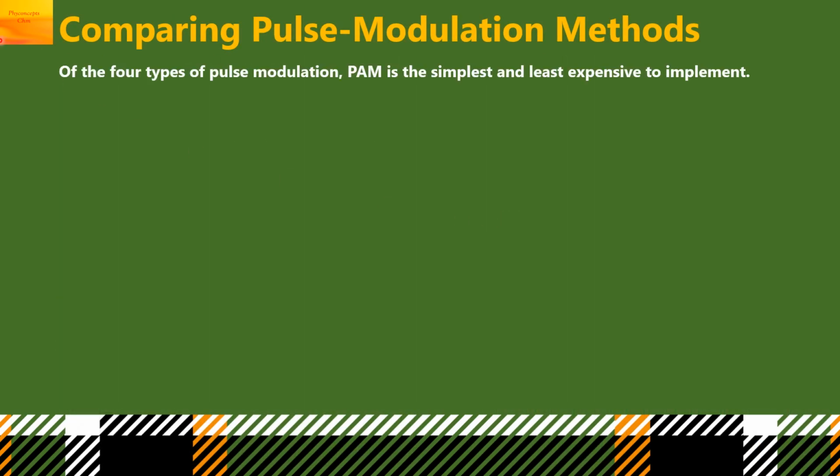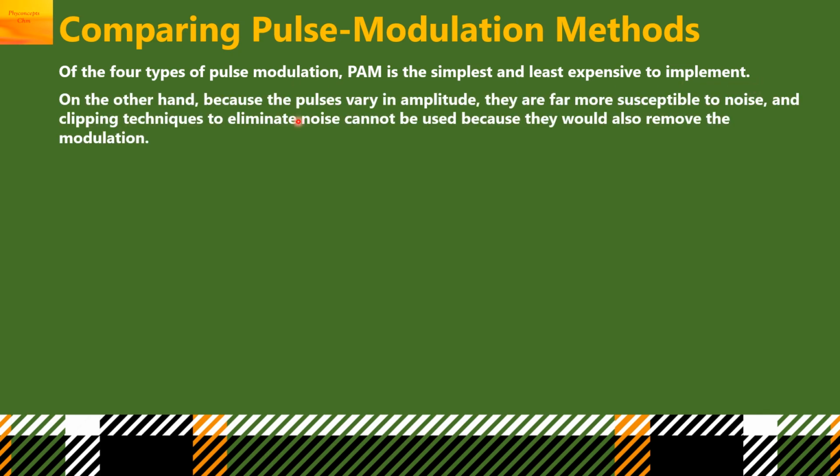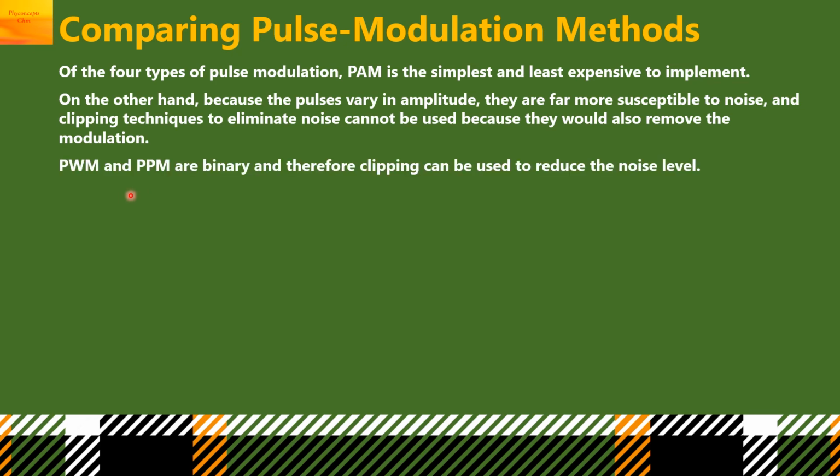When you compare the four types of pulse modulation, PAM is the simplest and the least expensive to implement. On the other hand, because the pulses vary in amplitude, they are far more susceptible to noise, and clipping techniques to eliminate the noise cannot be used, because they would also remove the modulation. PWM and PPM are binary, and therefore clipping can be used to reduce the noise level.